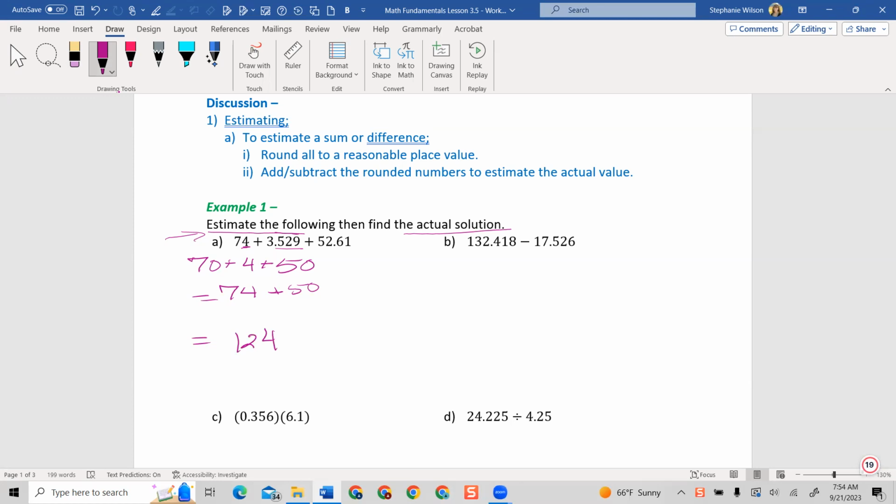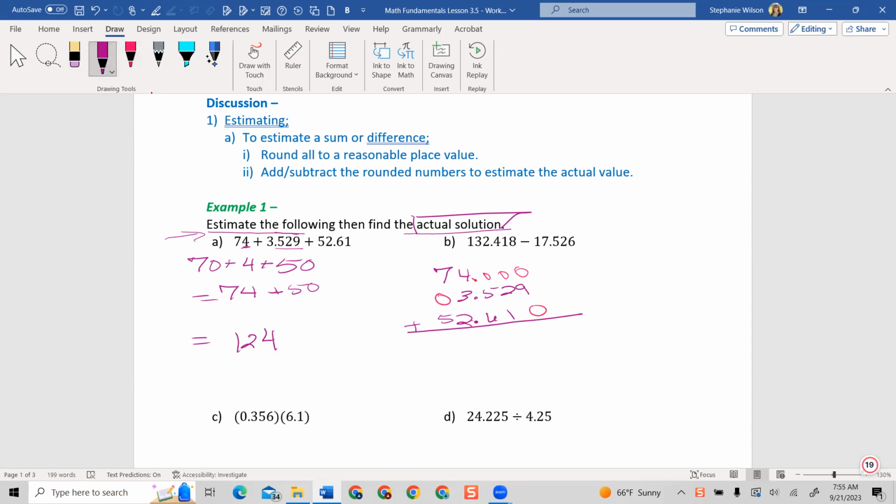Okay. Now let's find the actual solution. So I'm going to take that 70, or excuse me, my apologies. We're going back to the actual solution. So now we're going to have 74 plus that 3.529. I'm going to line it up, plus the 52.61. Remember, when we are adding or subtracting decimals, we have to line them up. I'm going to go ahead and put zeros everywhere. I need it just to help me keep everything lined up. All right. Now let's add.